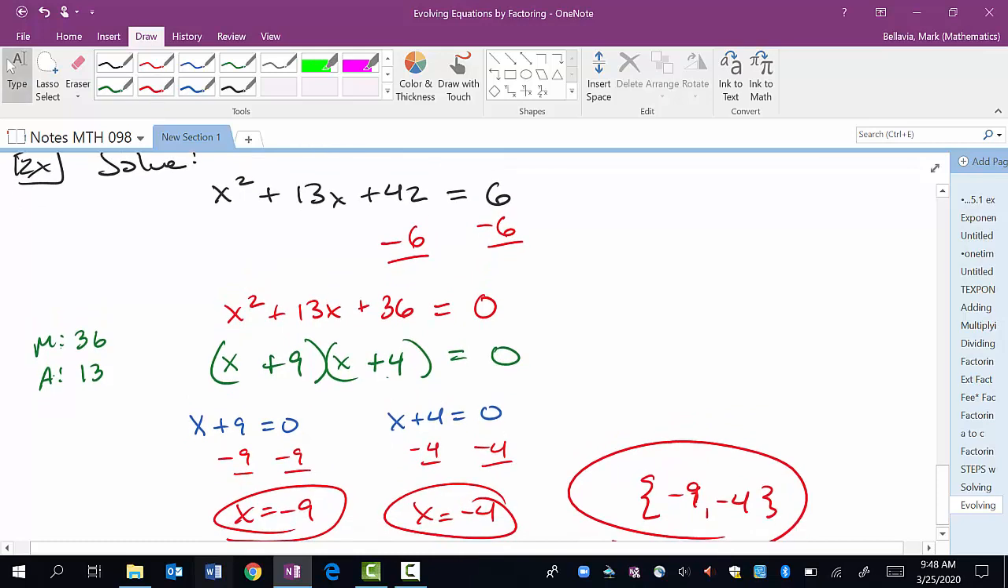One thing to mention here is you don't want to try to factor this right away. Remember, the first step is get one side equal to 0. So don't try to factor it just because it looks like it factors, right? You have to get one side to 0 first.